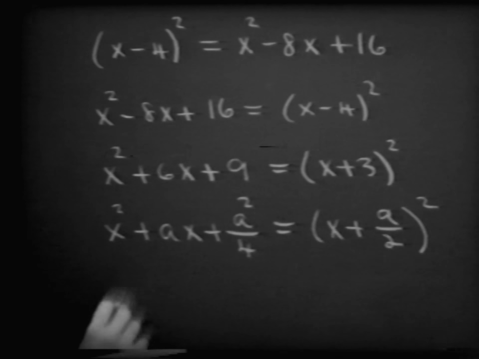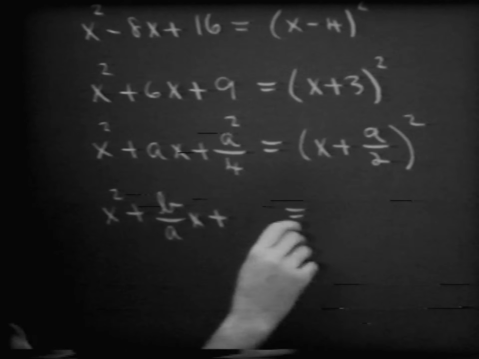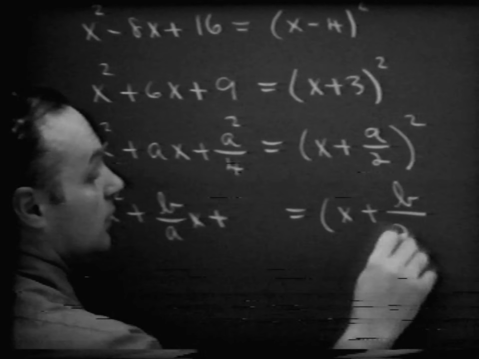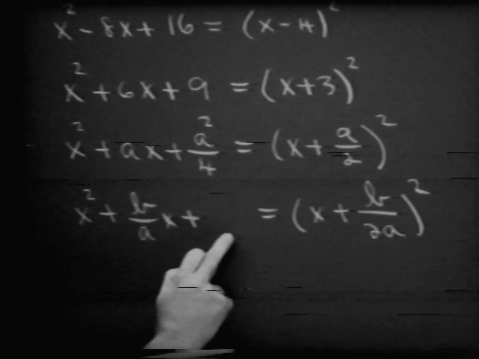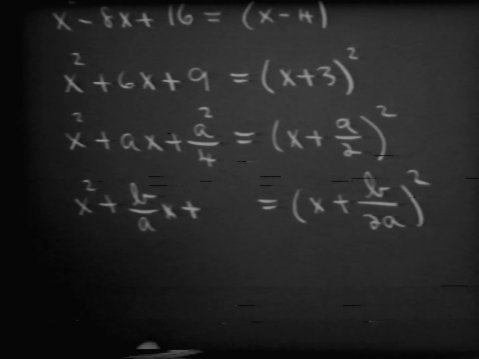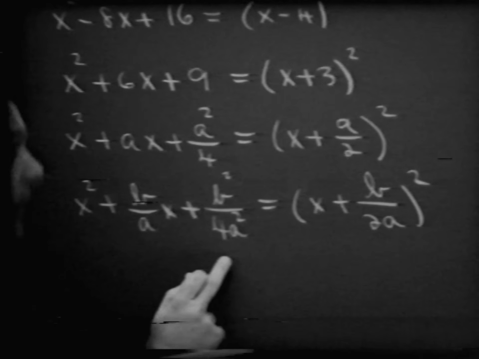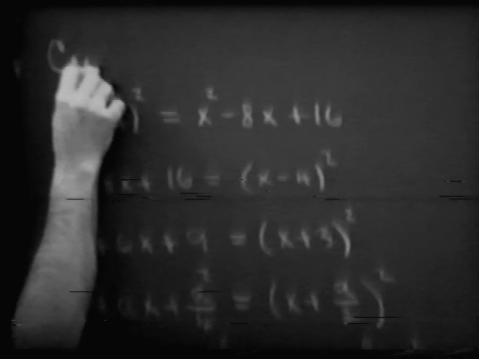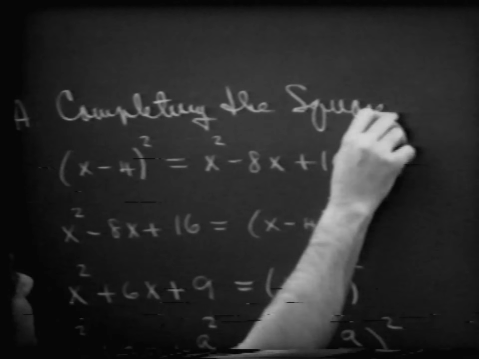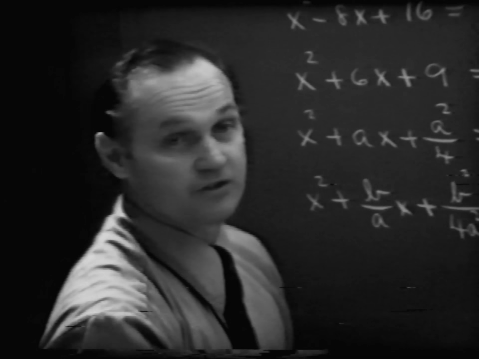Is that right? Well, let's look then at, say, x squared plus b over a x plus some number is going to be equal to x plus, what would I like to write over here, but b over 2a, the quantity squared. What number do you think you'd like to add here in order to complete the square? Does anyone see that, Doug? B squared over 4a squared. Does everyone agree with that? In fact, this whole idea is called completing the square. We need this idea in order to be able to develop the quadratic formula, and that's the reason why I went into this in some detail.